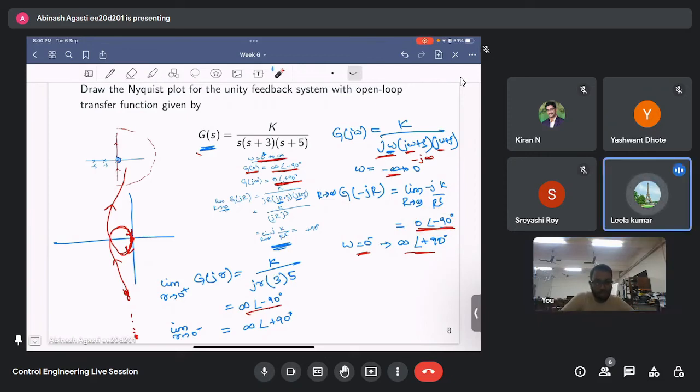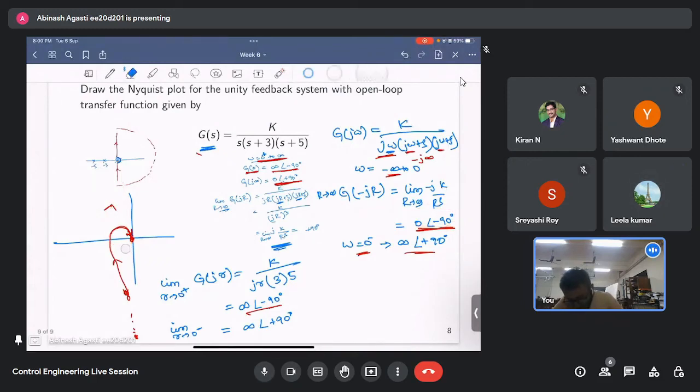What you are telling now is minus infinity to 0. That is clear. Are you clear with this? So at omega equal to minus infinity, G of j omega is 0 at minus 90 degree. So what is 0 at minus 90 degree? Basically, that means I am at magnitude 0, but the direction is minus 90 degree.